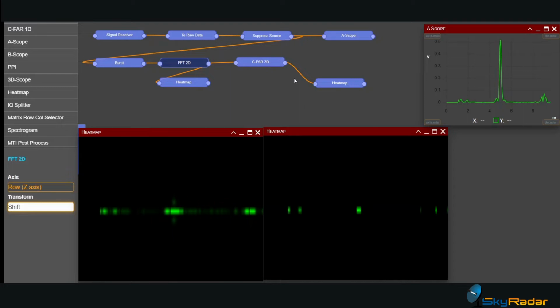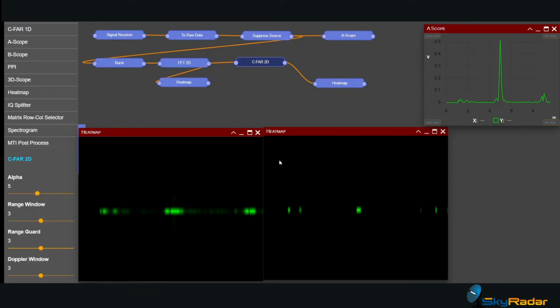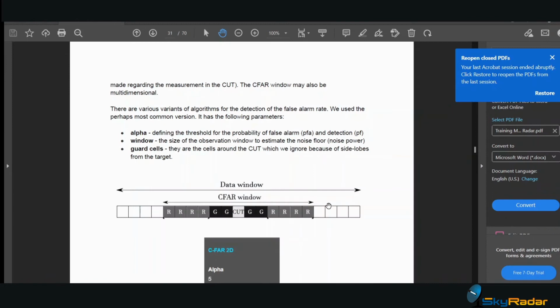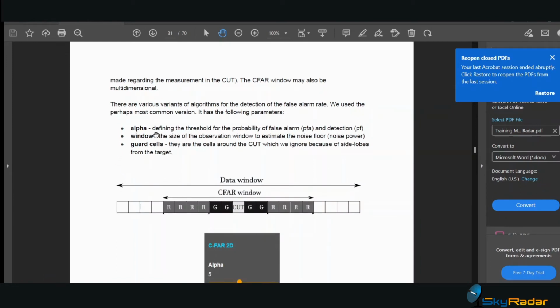But first, let's try to understand what CFAR is. For that, I'm going to show you a short part of our training manual in which you can find detailed information about all our algorithms and some detailed exercises. Here we see the one-dimensional CFAR consisting of the cell under test, guard cells, and the range cells. We have seen CFAR 1D previously, and the CFAR 2D is actually built on top of the CFAR 1D.